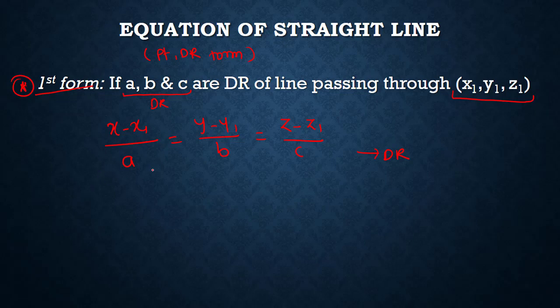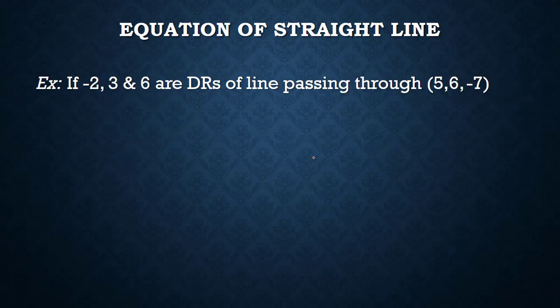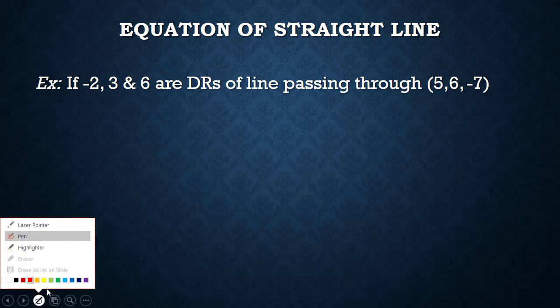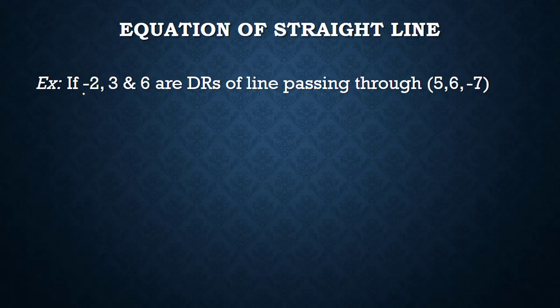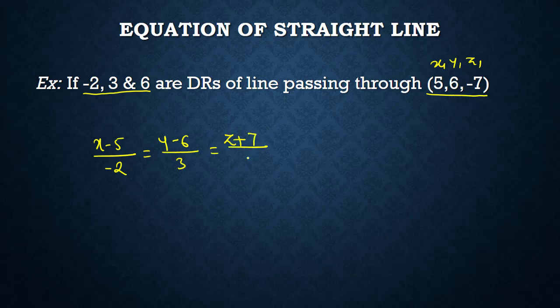So it is (x minus x1) by A, (y minus y1) by B and (z minus z1) by C. Okay, so let's see one simple example. If minus 2, 3, 6 are the DRs of a line passing through the point 5, 6 and minus 7. So DRs are given and the point is given. So this is nothing but x1, y1 and z1. Your equation becomes (x minus 5) upon minus 2 equals (y minus 6) upon 3 equals (z plus 7) upon 6. That's it. This is the equation of the line.